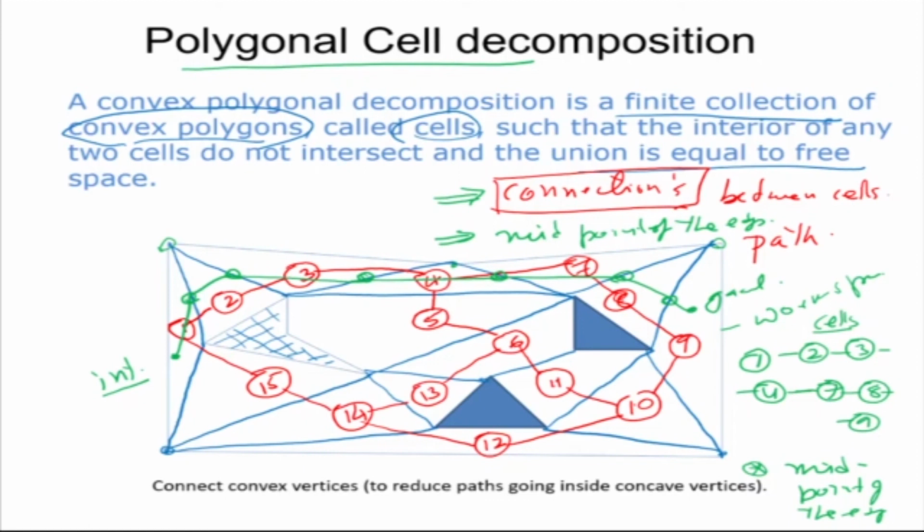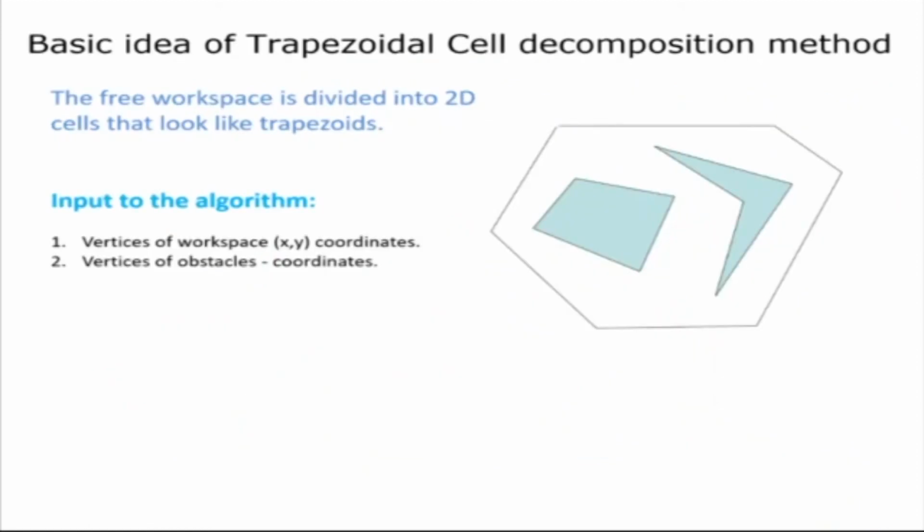Now the other method in cell decomposition is trapezoidal cell decomposition. In the case of trapezoidal cell decomposition, as the name indicates, and you would be guessing by now, we are going to divide the free workspace into a number of 2D cells that look like trapezoids. The input to the algorithm is the coordinates of the vertices of the workspace and the coordinates of the vertices of the obstacle. So this is the input to the algorithm.